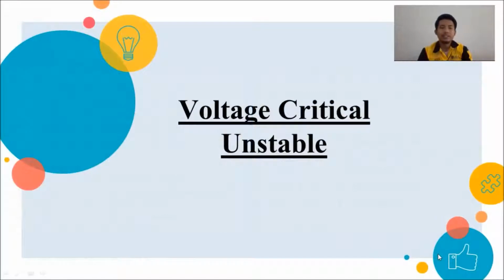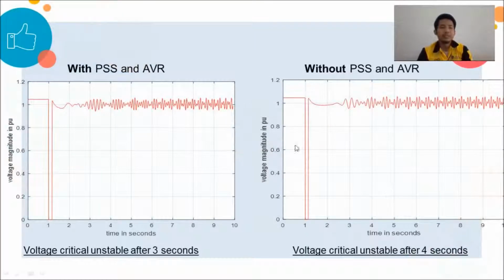Next slide is voltage in the critical unstable case. With PSS and AVR, this is the graph that we get, and the voltage becomes unstable after 3 seconds. Without PSS and AVR, the voltage becomes unstable after 4 seconds.